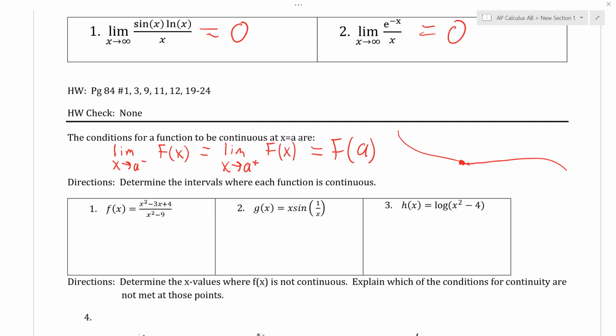Sound good? Hello, Maya. How many papers on your desk, Maya? Great. Here you go.